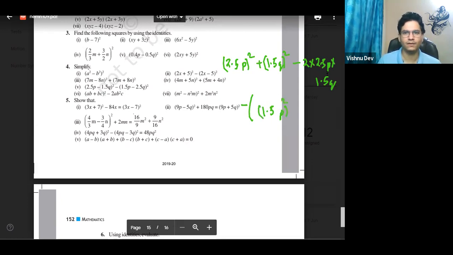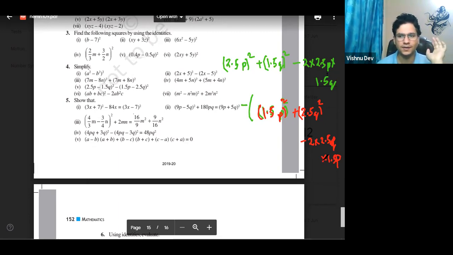Minus, yeah, we just use the different pen. 1.5 p whole square plus 2.5 q whole square, right? Minus 2 into 2.5 q into 1.5 p. Is this step clear? Did everyone understand it? Yes sir. Anyone have any doubt in this step? Raise your hand. Sir, no doubt. Okay, so I will just expand.